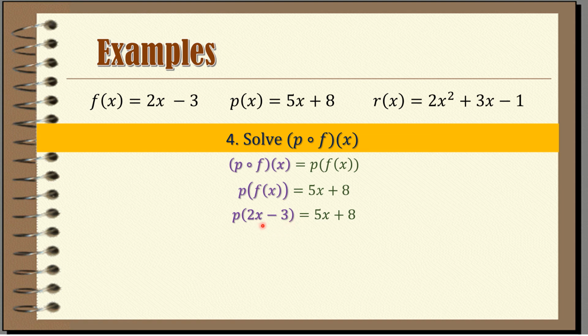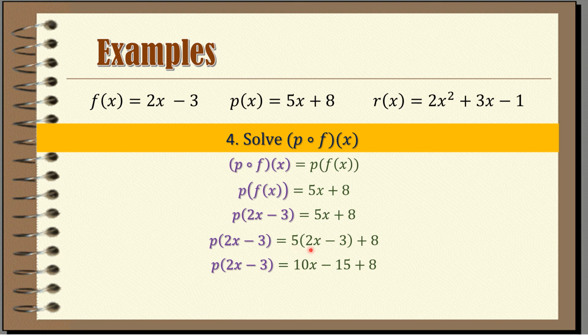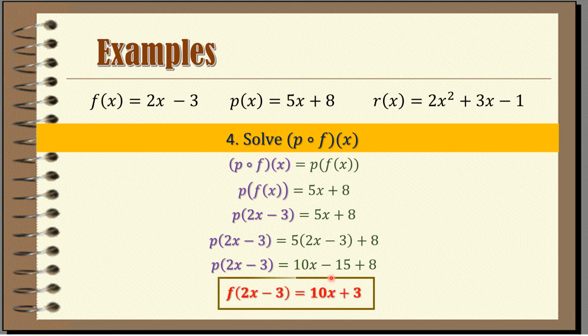Then we substitute this binomial to the x variable on the right side of the equation. So we have here 5 times the quantity 2x minus 3, plus 8. Then we distribute 5 on each term of the binomial. So we have 5 times 2x, that is 10x. 5 times negative 3, that is negative 15. And bring down plus 8. Then we combine the like terms, bring down 10x. Combine negative 15 and 8. So negative 15 plus 8, that is positive 3. And therefore, P circle F of x is equal to 10x plus 3.